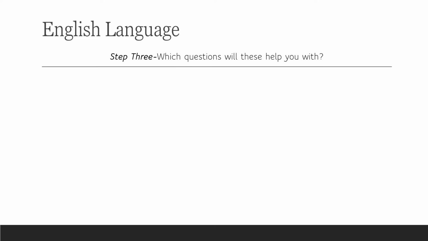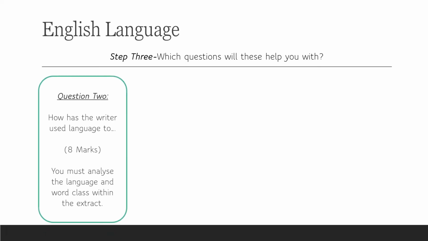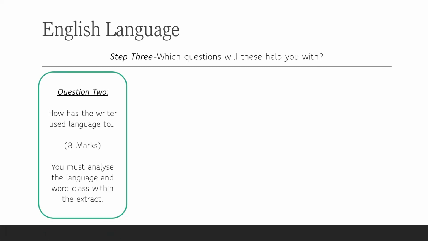Step 3. Which questions will these help you with? In terms of what we went through so far, we've looked at question 2, and that will always be, how has the writer used language? Again, if we understand those key techniques, specifically for paper 1, we're going to think about our Go Massive techniques. This would be ideal for this question. The question is also worth 8 marks, and you must analyse the language and the word class within the extract.